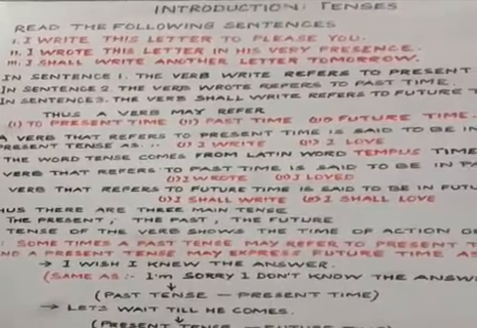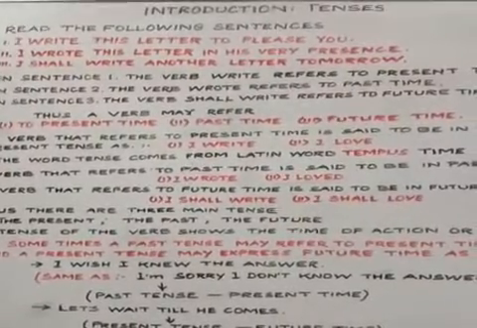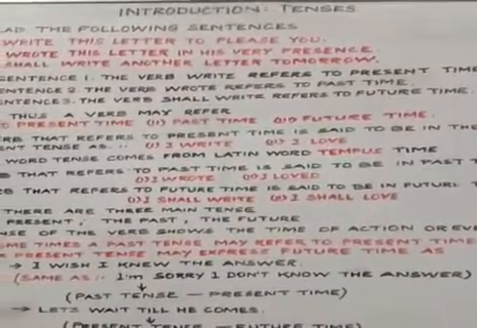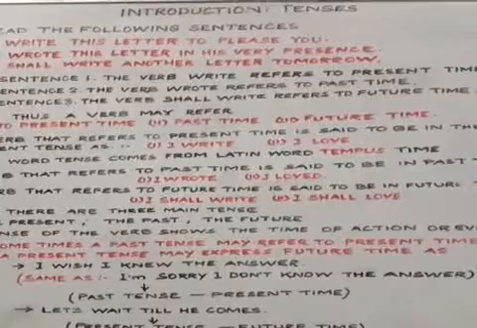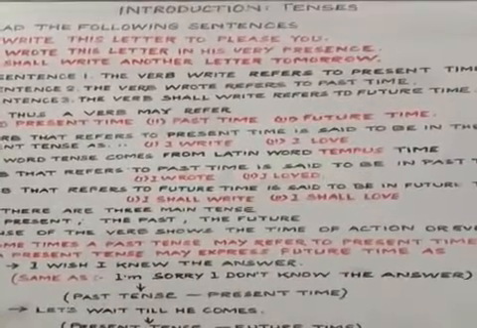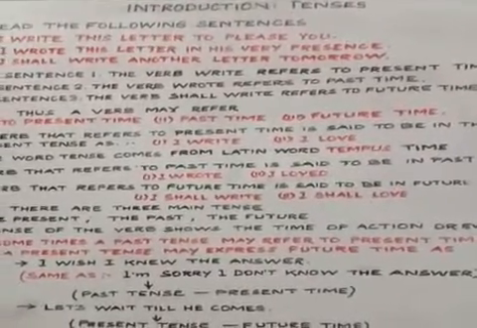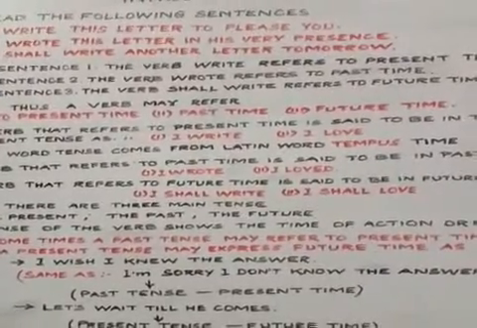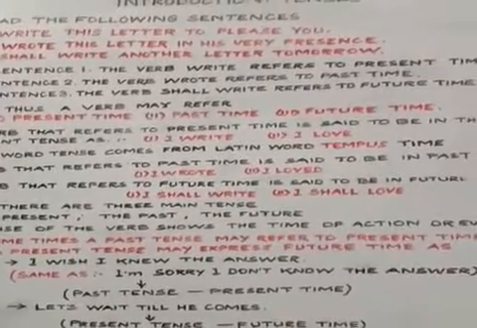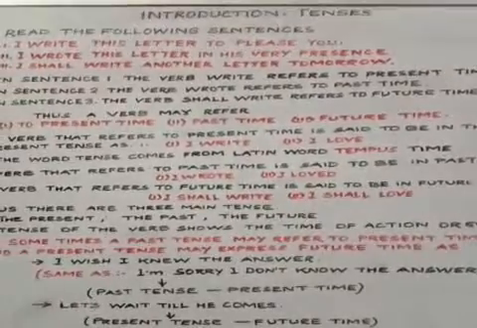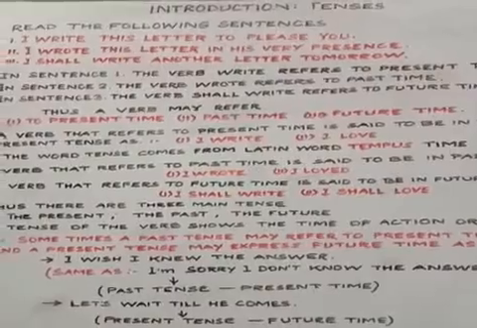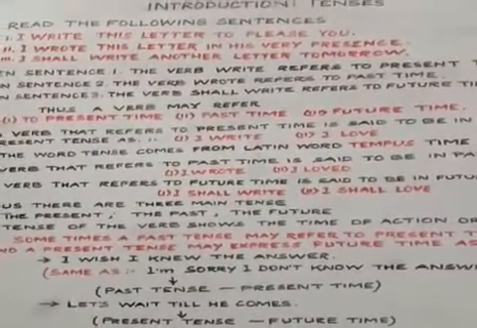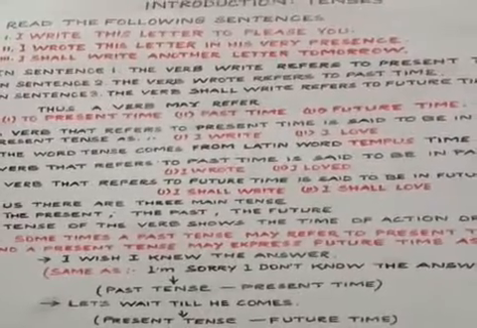In sentence 1, the verb write refers to present time. In sentence 2, the verb wrote refers to past time. And in sentence 3, the verb shall write refers to future time. Thus, a verb may refer to present time, past time, or future time.